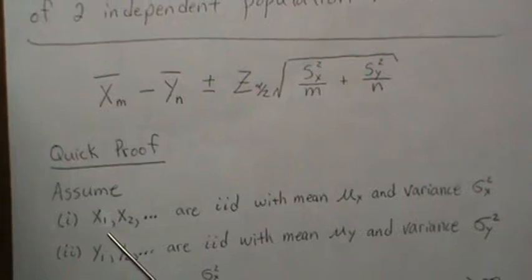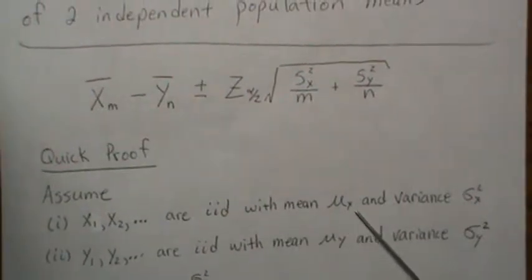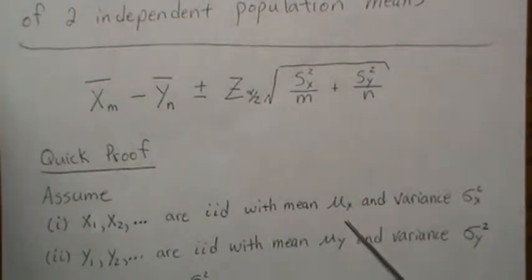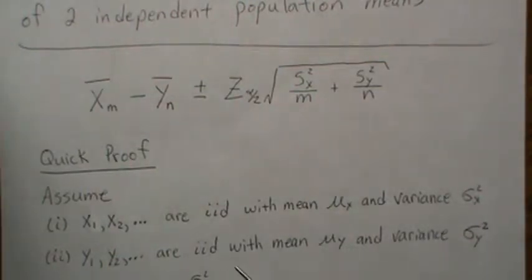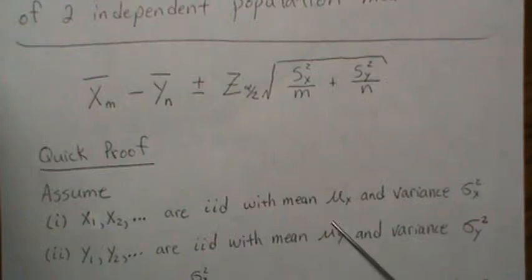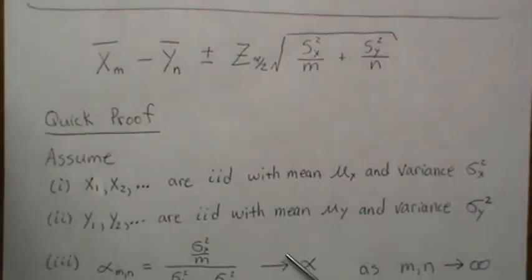We want to assume that the x's are IID with a mean and a variance, and the y's are IID with a mean and a variance. And actually the x's and the y's are independent from one another. I don't have that written down, but it should be.